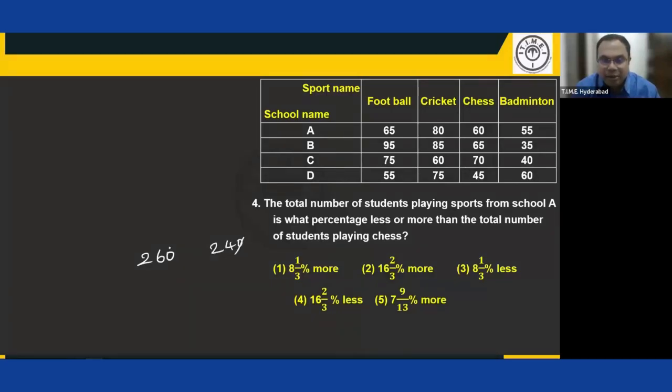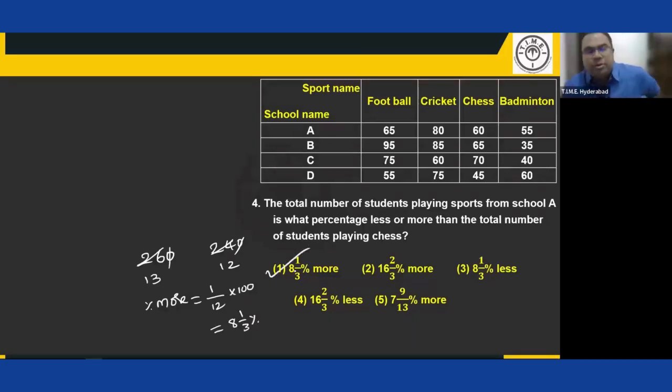I can ignore this 0. Again, common factor, you can remove. So clearly 13 and 12. This is more. How much percentage more? Difference by lesser value, 1 by 12 into 100. It is a standard reciprocal. I can say 1 by 3% more. You understood this one? 260, 240.